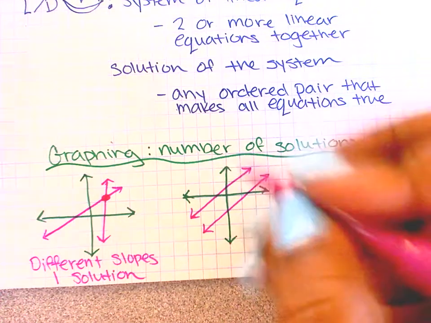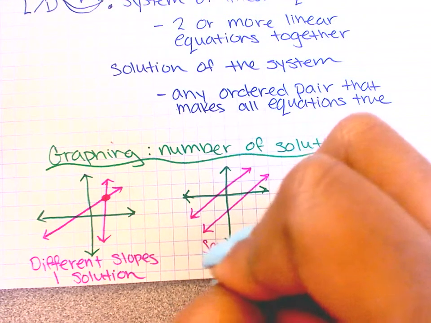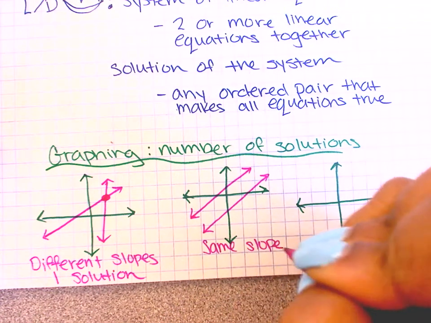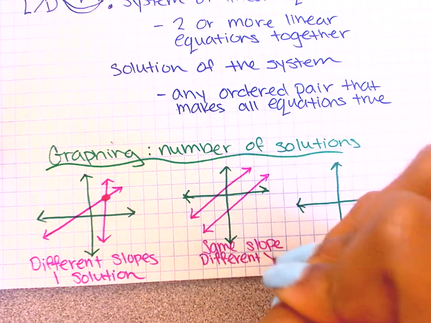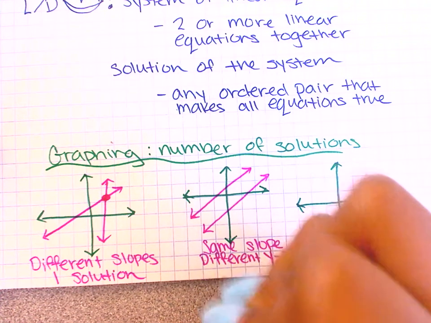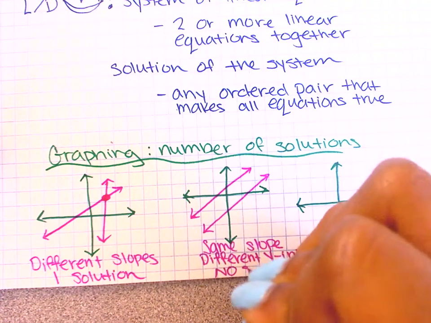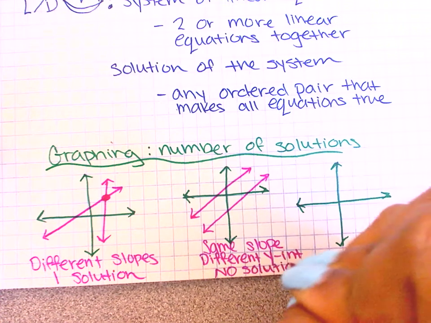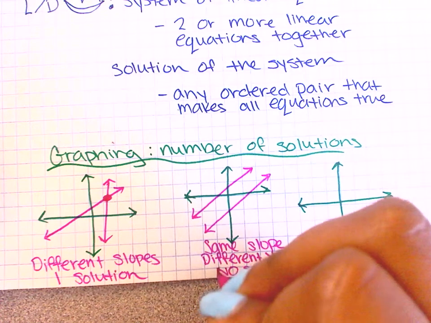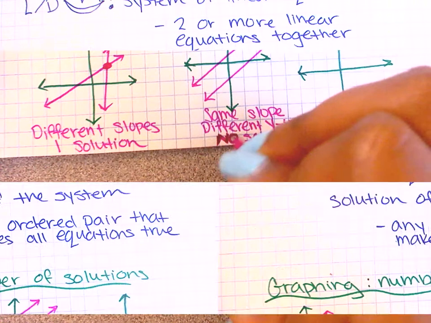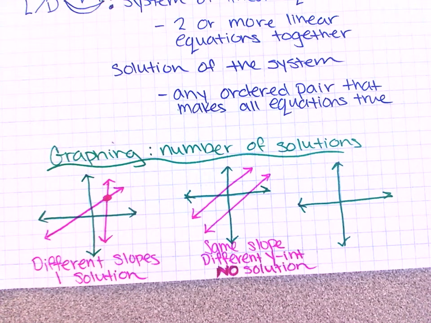Okay? So you're going to write 3 things. Same slope, different y-intercept, and no solution. They can't have a solution if they don't touch at a point. They only touch at one point, that's one solution.